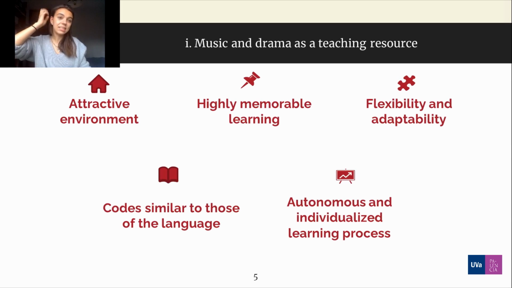Also, as they combine the kinesthetic and musical intelligence with the linguistic and visual ones, they use both sides of the brain and allow a highly memorable learning. Also, as there are lots of resources related to music and drama, they provide flexibility and adaptability to any teaching context or to any objective or content you want to develop. Also, music and drama arise naturally in children, and they have similar codes to those of the language regarding music structures and linguistic structures, which are quite similar. And finally, as students are motivated, they are more willing to guide their own process of learning, so they give autonomy and individualization to the learning process.